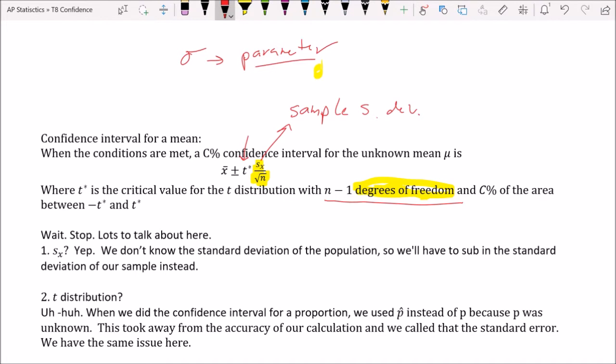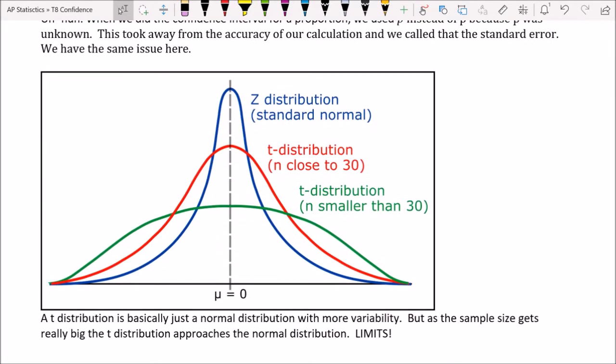That's going to mess with our standard error just a little bit. Now, what about a t-distribution? Because that messes with our standard error, we actually are going to have more variability now. And so we cannot use the normal curve anymore. We have to use what's called a t-distribution. I want to show you what the t-distribution looks like, and I think you may understand why we use it, and what the degrees of freedom are all about.